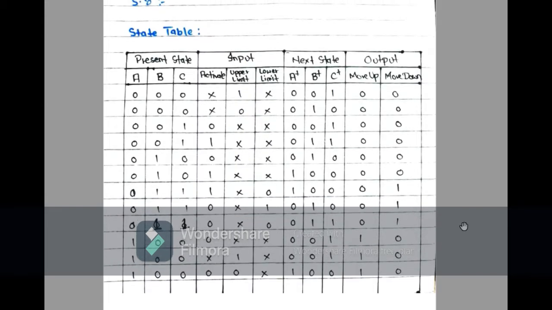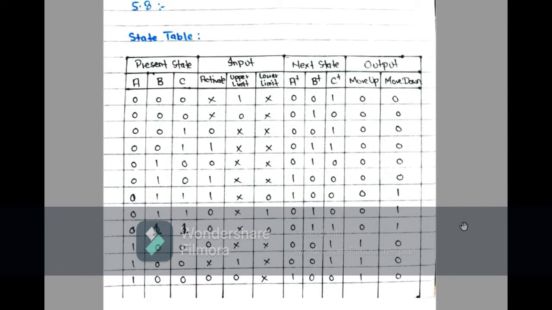Here on the screen you can see that I have made the state table for our garage door opener circuit, in which we have present states A, B, C, and inputs are activate, which means that whenever the activate is 1, our circuit will run. Otherwise, when activate is 0, no function will be performed. And upper limit, lower limit, and next states and output. We have two final outputs, move up and move down. Whether the garage has to move up to open the garage or to move down to close the garage.